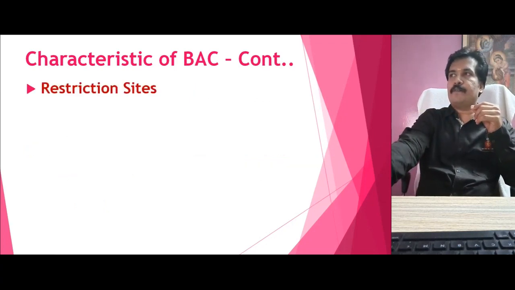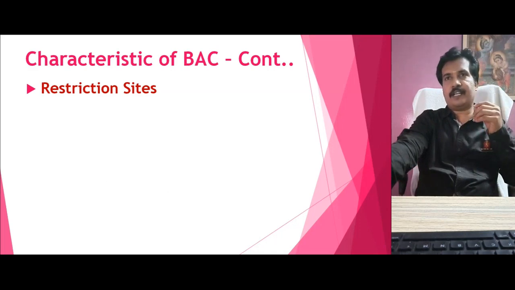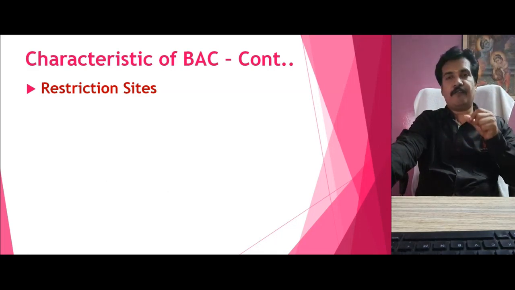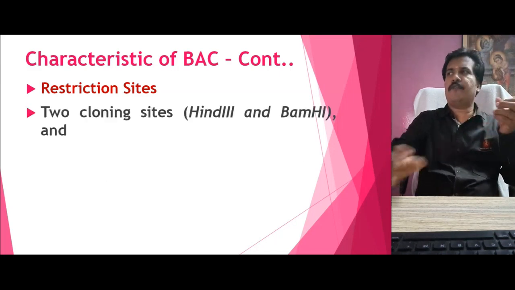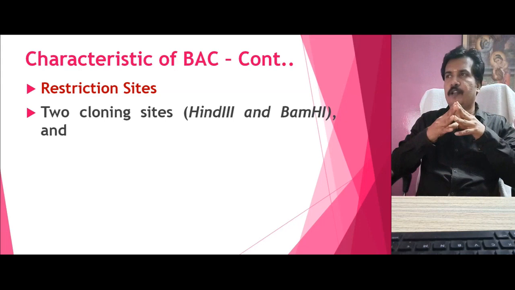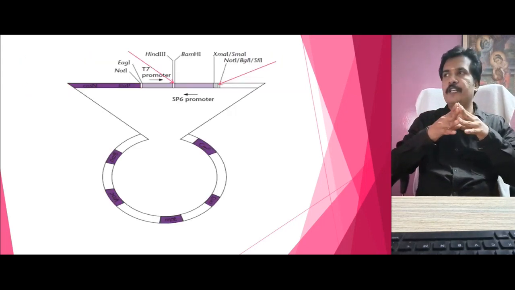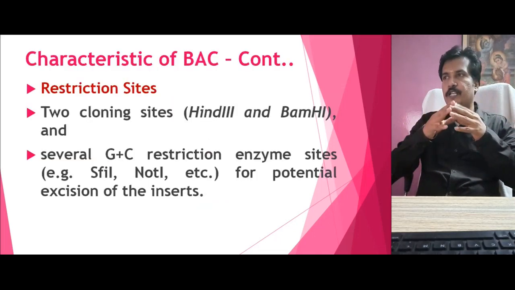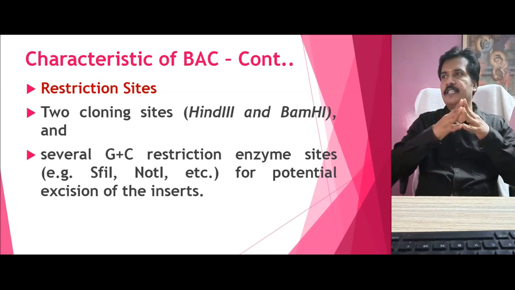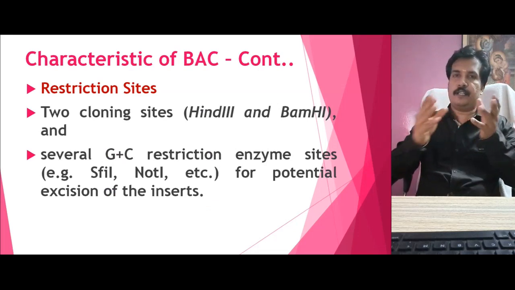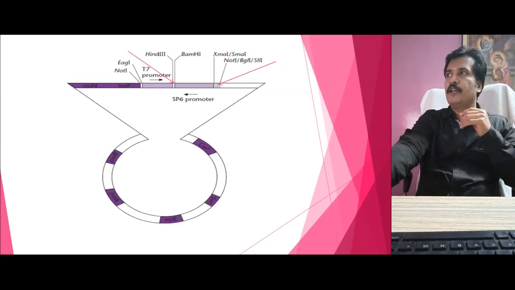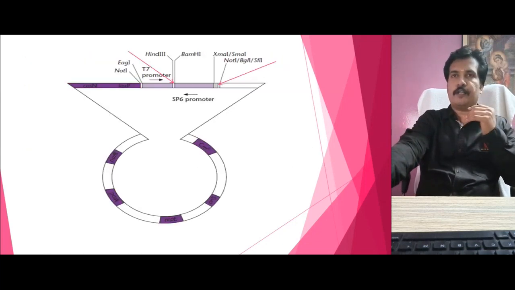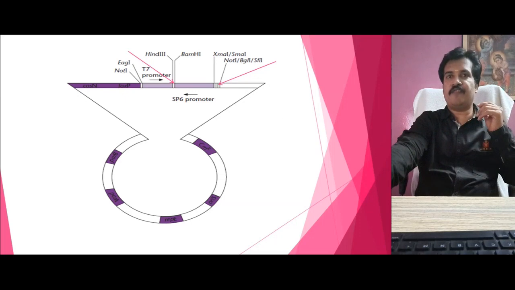Next, among the major characteristics is the restriction site where we have to insert the foreign DNA. We have certain cloning sites, as you can see from the figure. We have two cloning sites, one for HindIII and BamHI. Apart from this, there are certain GC-rich cloning sites also available, restriction sites, that is SfiI, NotI and other excision sites, as you can see from the figure. These excision sites are next to the chloramphenicol-resistant region, easy for the insertion of the foreign DNA and the identification of the cloned one.